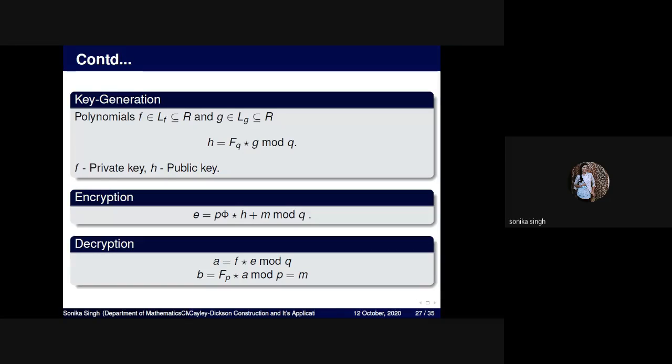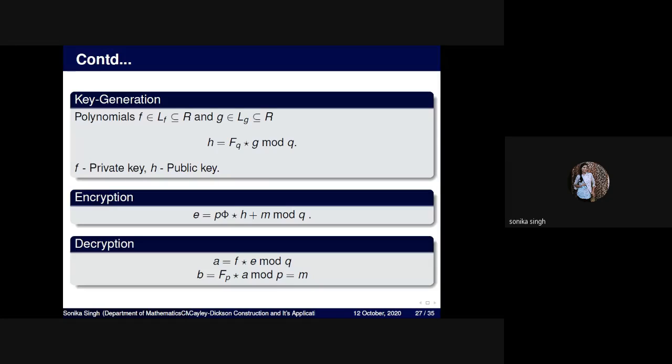After getting the ciphertext from the sender, the receiver does some things. To get the original plain text from the ciphertext, the receiver performs two steps. First of all, he computes a = f * e mod q. After this, he does the center lifting so that a mod q will be equal to a only, and then he can perform the second step, which is b = fp * a mod p, where fp is the inverse of f under modulo p. The b obtained by this procedure will be equal to m, that is, the original plain text. So this is how the NTRU crypto system works.